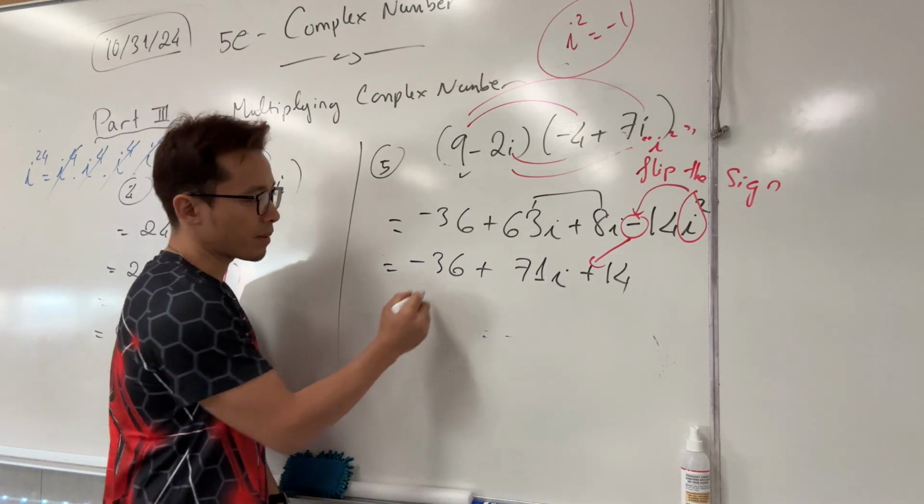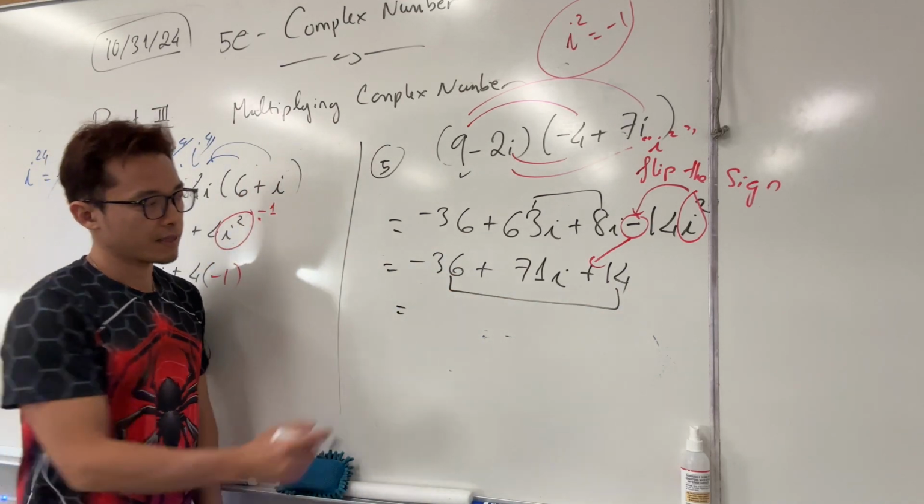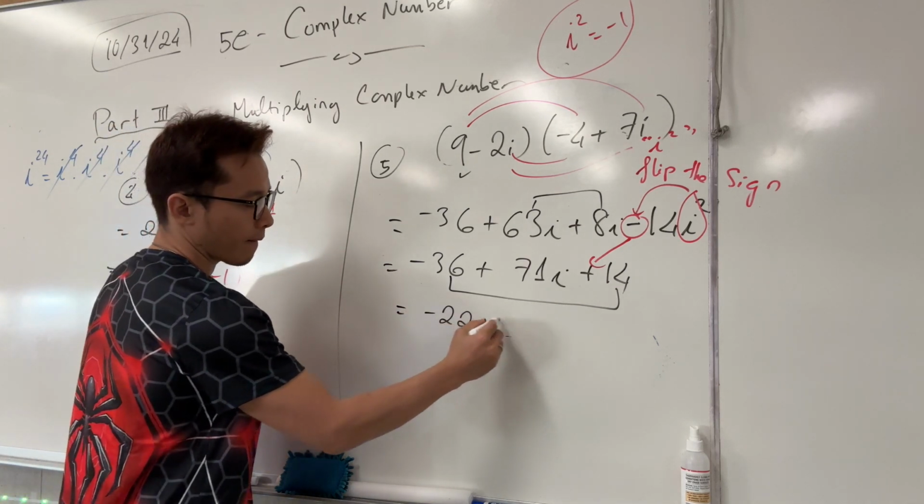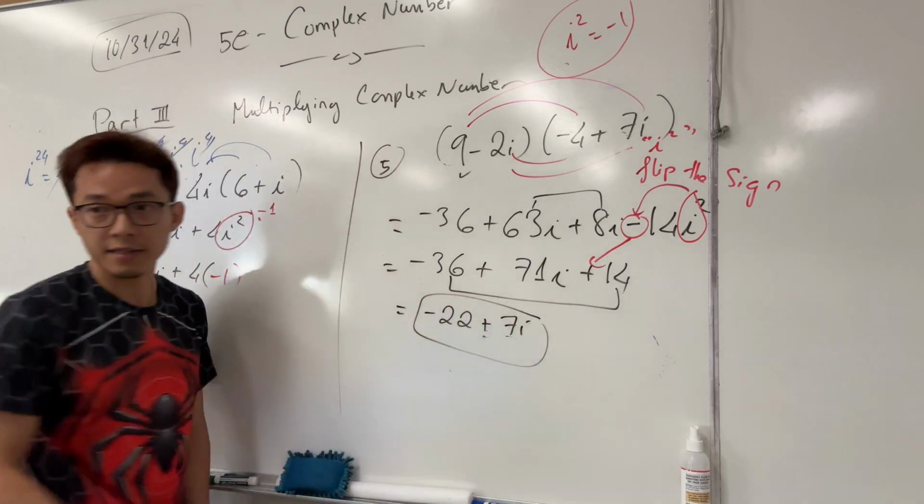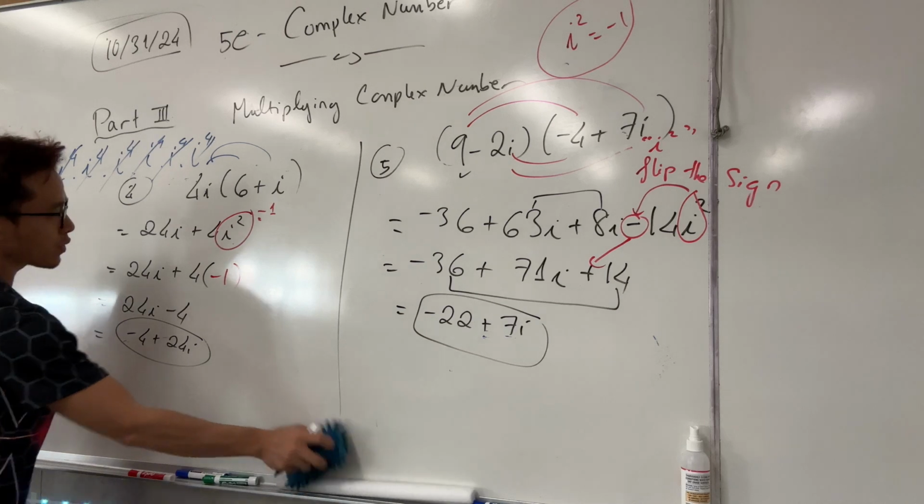Okay, so now combine the terms. What is -36 plus 14? Negative 22. That's the answer. This unit is kind of very easy because you just work with numbers, arithmetic, algebra. You don't do graphing, you don't do anything. So you should get a good score for this.